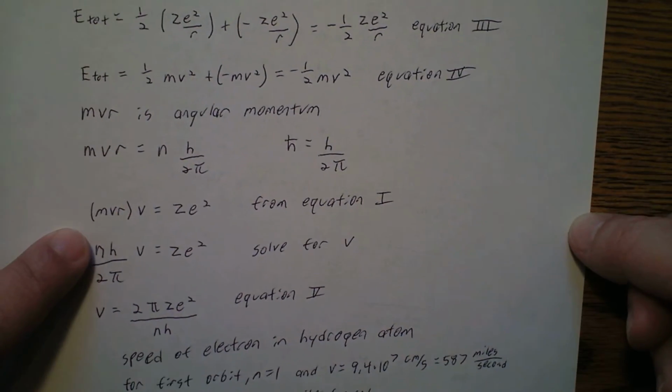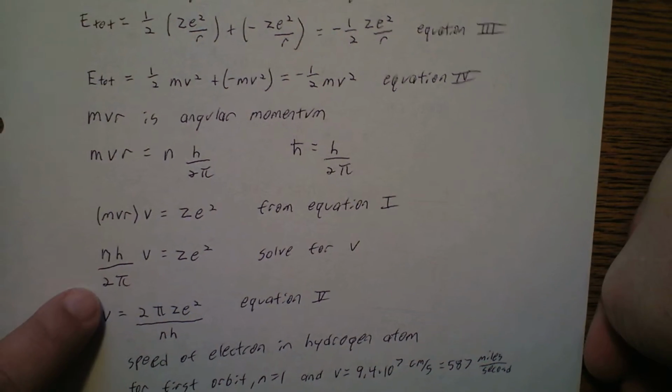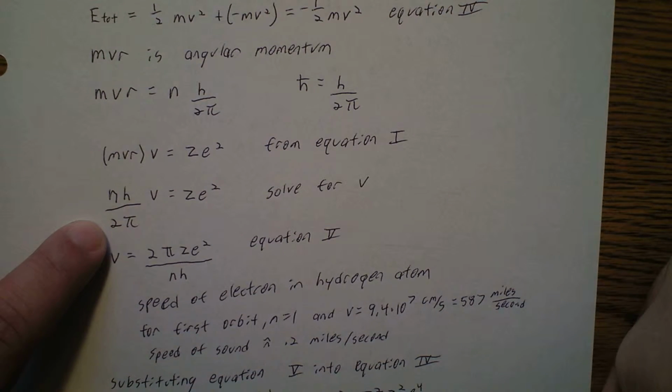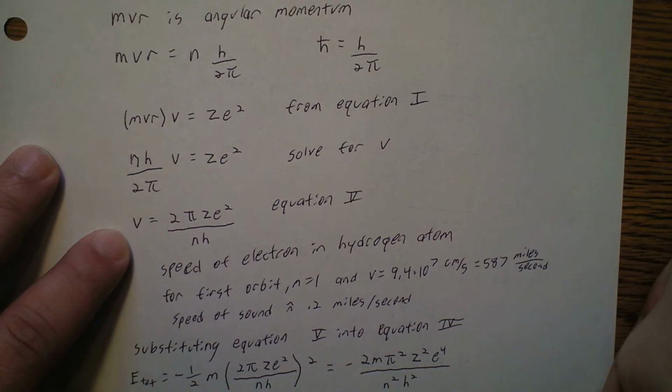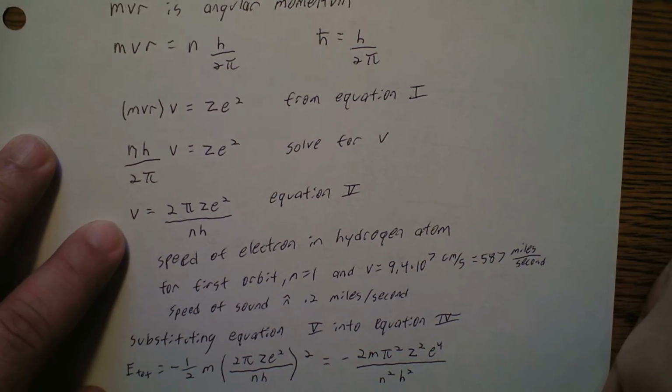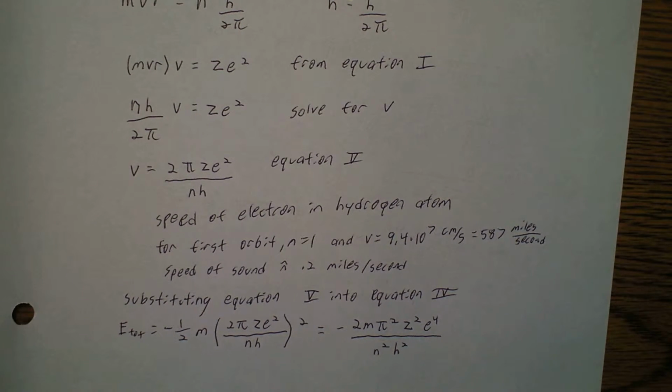So we get mvr v is equal to Ze squared from equation 1. So we get nh v over 2 pi is equal to Ze squared. We're going to solve that for v. So we get v is equal to 2 pi Ze squared over nh. That's equation 5. So what this does is it lets you calculate the speed of an electron in a hydrogen atom.